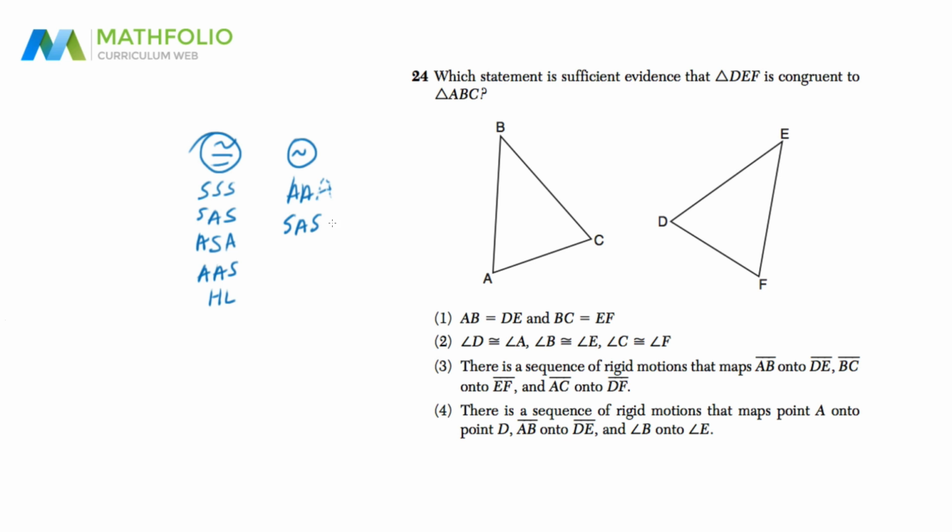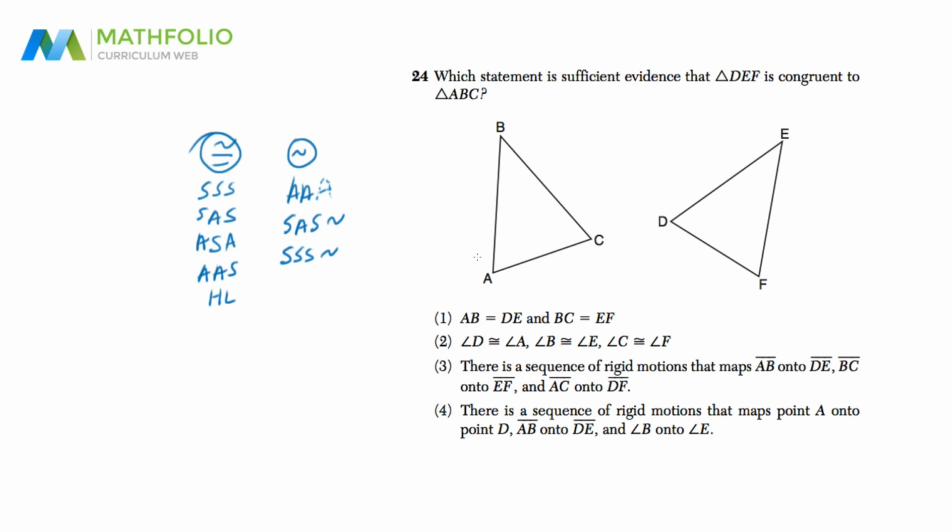Also, side angle side for similarity. Now this is different to the side angle side over here, because SAS for similarity means that the sides are proportional, but the angle that is included must be congruent. And also side side side for similarity means the 3 sides are proportional but not necessarily congruent for the 2 triangles to be similar. Okay, so let's go through these.